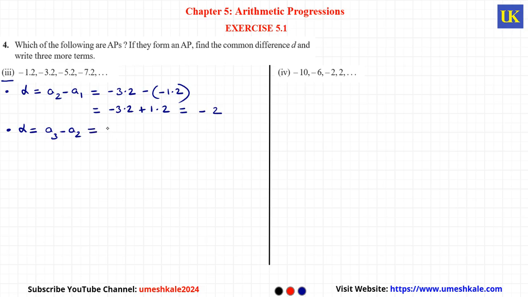So A3 is minus 5.2, minus sign as it is, and then A2 value is again minus, so minus 3.2, then minus 5.2 minus minus plus, this minus and minus will become plus 3.2. So we'll subtract, minus plus is minus, so we'll subtract and keep the minus sign of bigger number. So it is again minus 2. So what we are seeing is that we are getting same value for D both the times. It means the D is same and this is an AP.